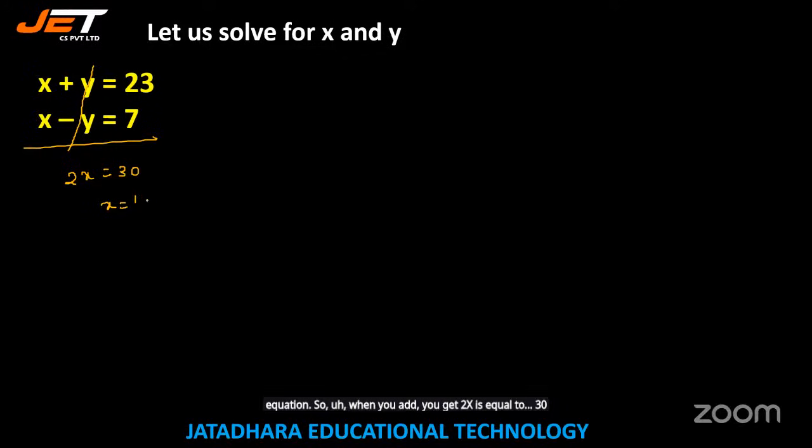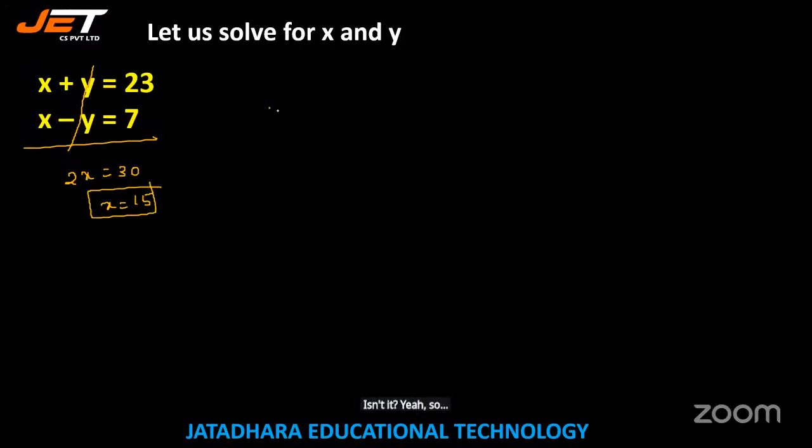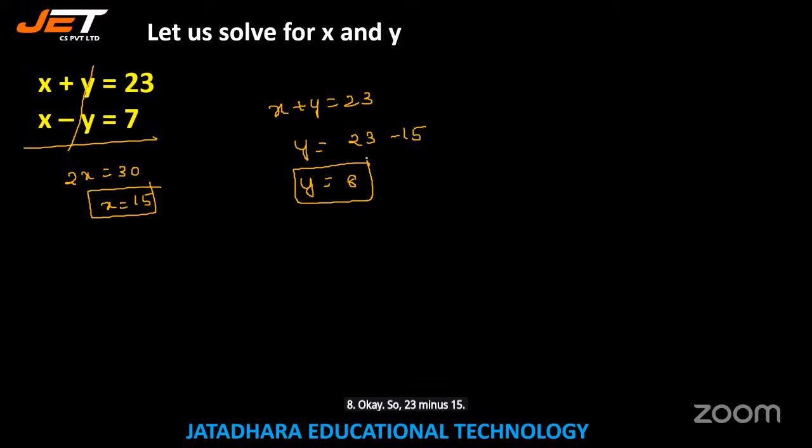So x is equal to 15, isn't it? Yeah, so x plus y is 23. So y will be 23 minus 15. So y is 8. Okay. So 23 minus 15. Yes. So you can do the checking and confirm whether your answer is right or wrong.